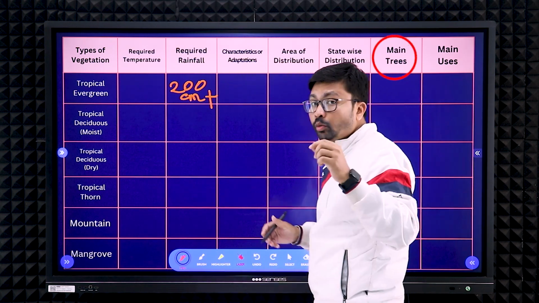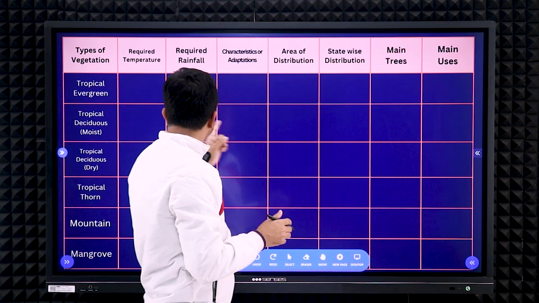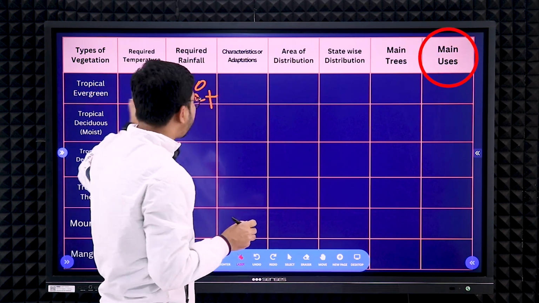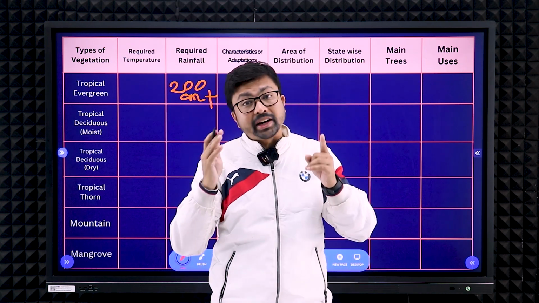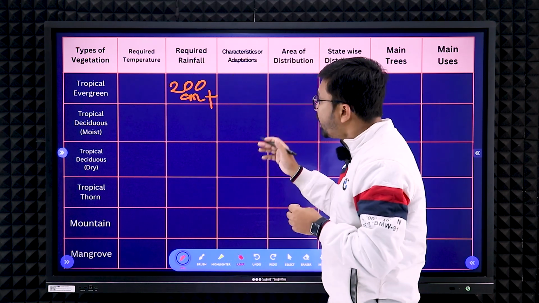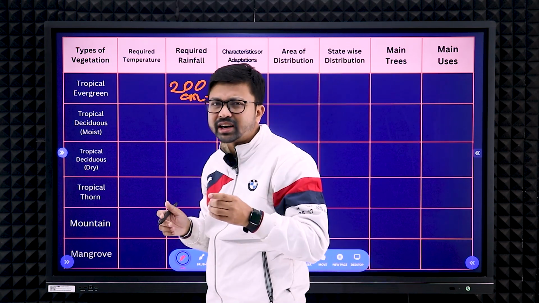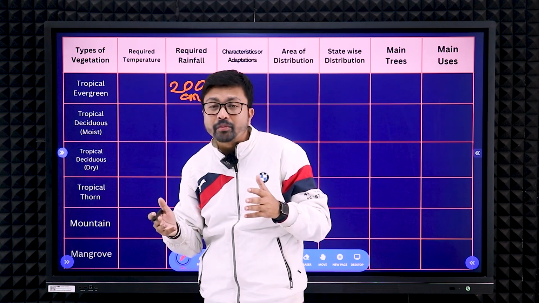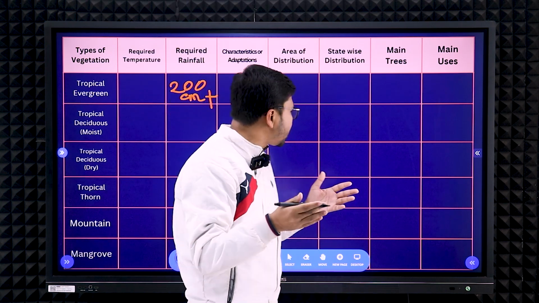And the main trees: you need to know what the main trees of each type of vegetation are. And next, the main uses. What are the main uses of the trees? Like the tropical evergreen forest: economically it is not so useful, but it can be used for construction purposes. Why? Because it is very hard, solid, tall. Tropical deciduous forest can be used for many more purposes. Different trees are there, especially sandalwood, right? It can be used for making perfume, and for construction purposes, and for making furniture also.